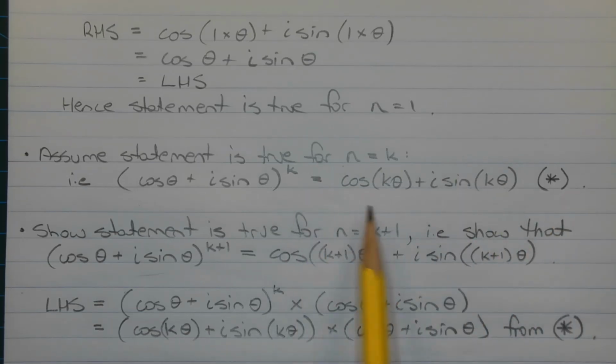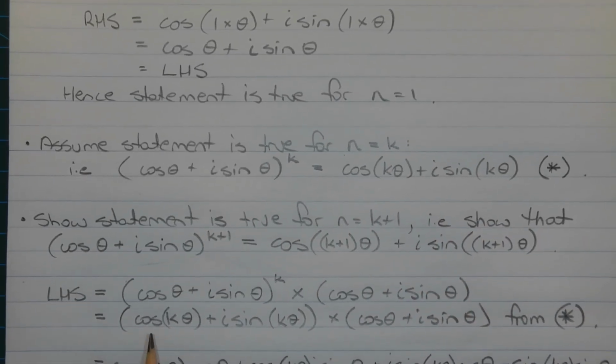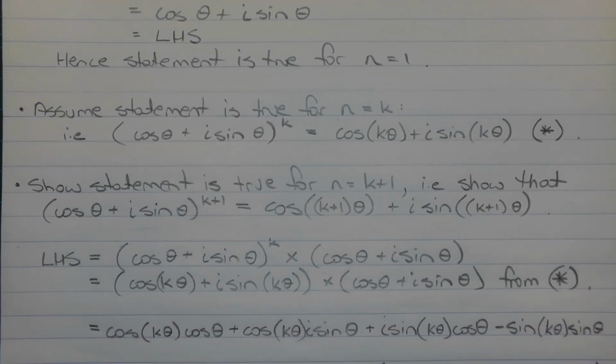Now, from the assumption, we can replace this part of the left-hand side, that is (cos θ + i sin θ)^k, with cos kθ + i sin kθ. So the left-hand side becomes (cos kθ + i sin kθ) times (cos θ + i sin θ). And that's from the assumption, which was labelled with an asterisk.